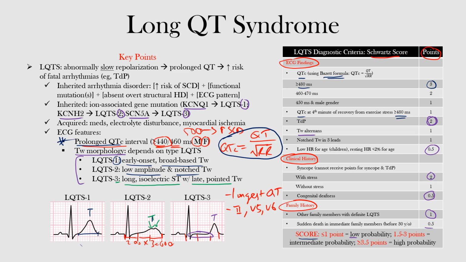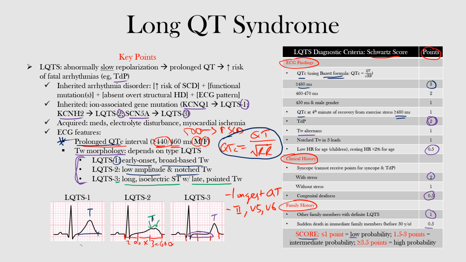All right, let's review what we discussed before we end here. So long QT syndrome is the result of abnormally slow repolarization. Because of that, we get that prolonged QT interval, and these patients are at an increased risk of fatal arrhythmias. We mentioned torsades de pointes as one. It can be inherited or acquired. If it's inherited, we mentioned 3 different genes that can be involved, and those 3 genes were associated with the 3 different types that we mentioned. If it's acquired, it can be from medications, electrolyte disturbances, or even ischemia.